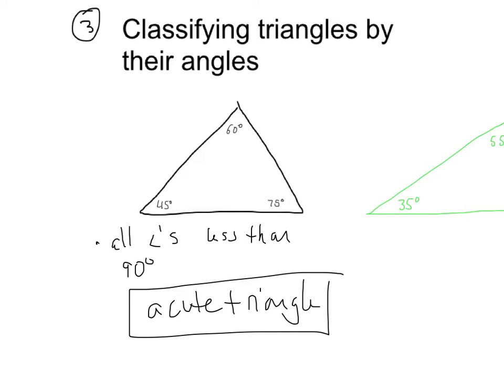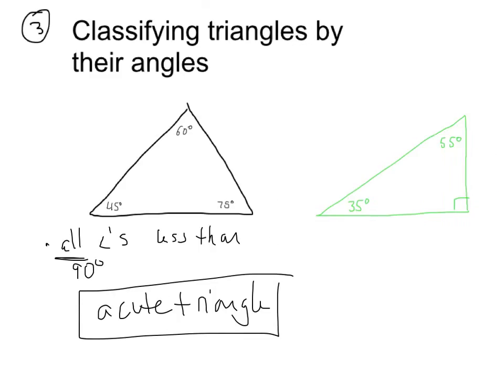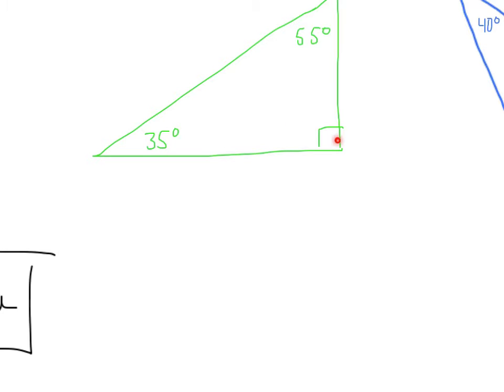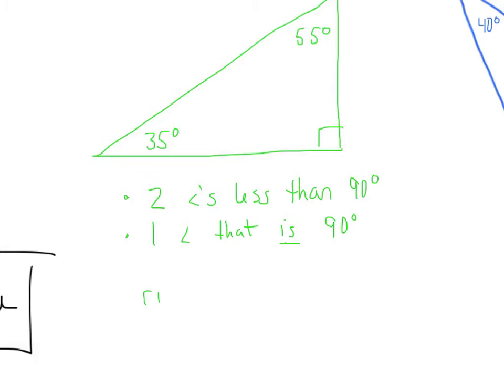And it's very important that we realize that all of those angles were less than 90. Let's talk about this one here. Okay, so we have an angle of 55, angle of 35, and a right angle, which means 90. So you have one angle that's less than 90 degrees, another angle that's less than 90 degrees, but then you have an angle that is 90 degrees. So two angles less than 90, one angle that is 90 degrees. So what does that mean? Well, you have one right angle, so we're going to call it a right triangle.